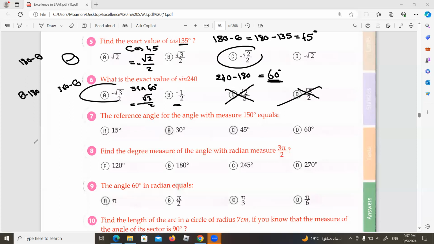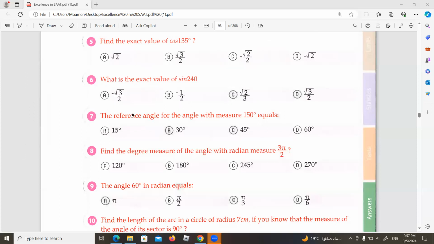Okay, we're going to complete number 7. The reference angle for the angle 150. It's very easy. 150? Yes. In which quad? In the second quad. In the second quad, 180 minus theta, 180 minus 150 equals 30. We're going to number 8. Find the degree measure. Oh, they give me a radian measure and ask me about the degree.